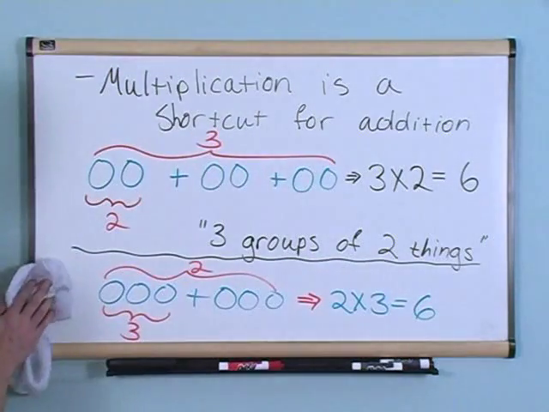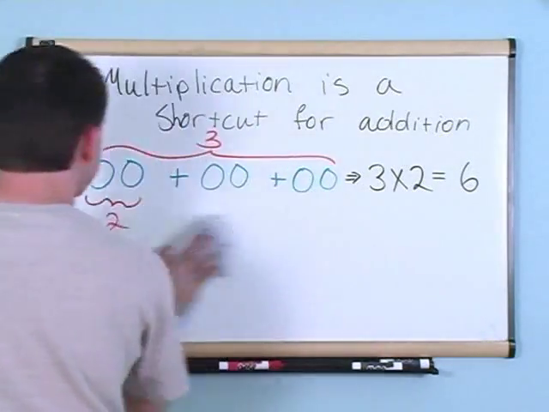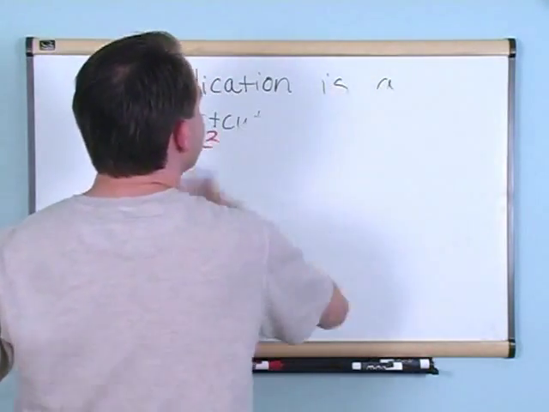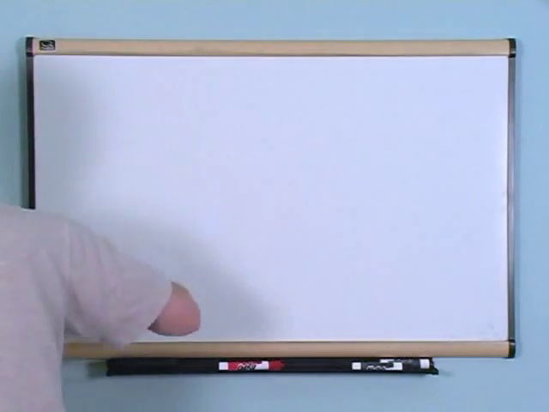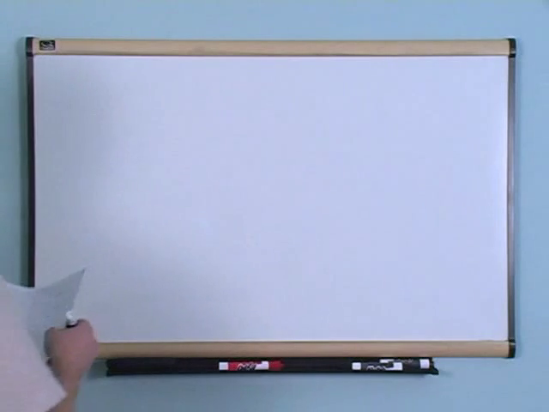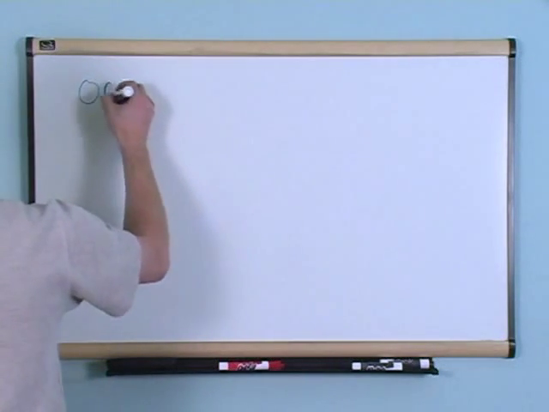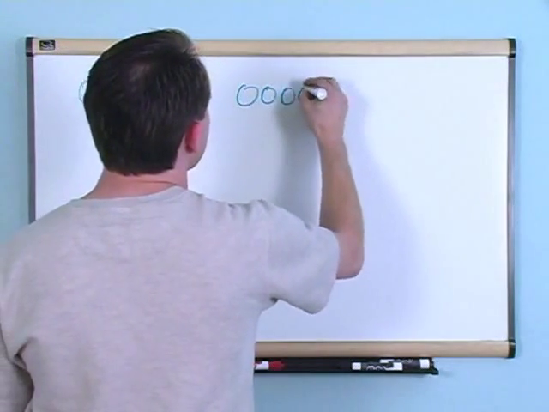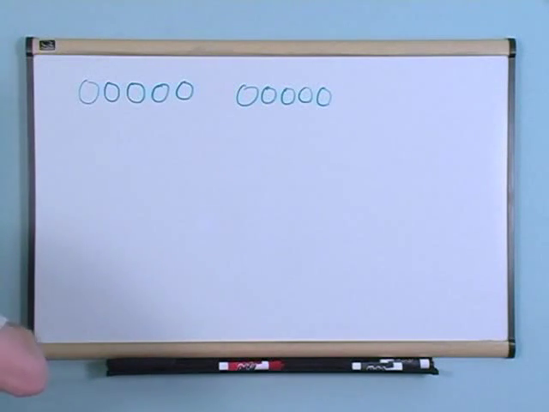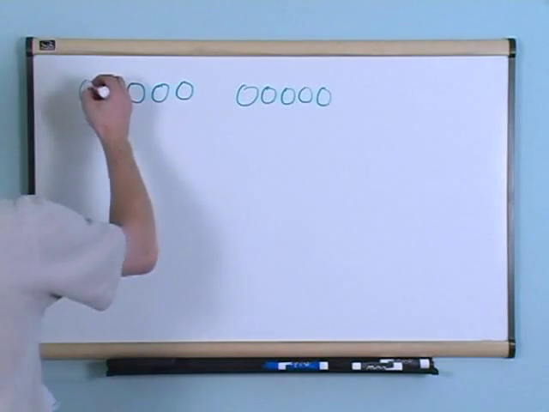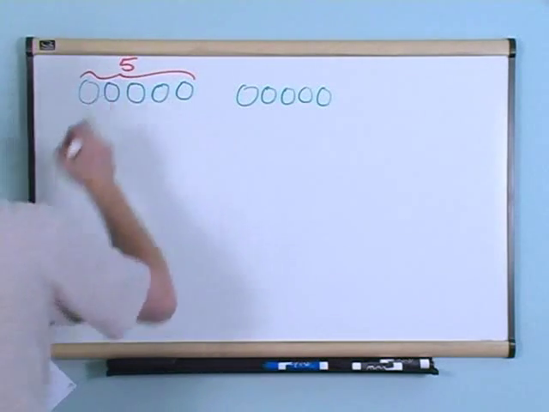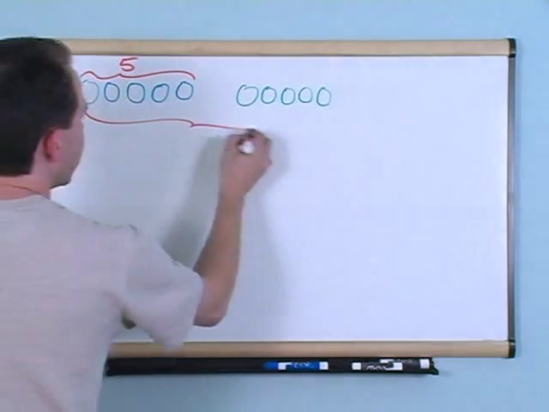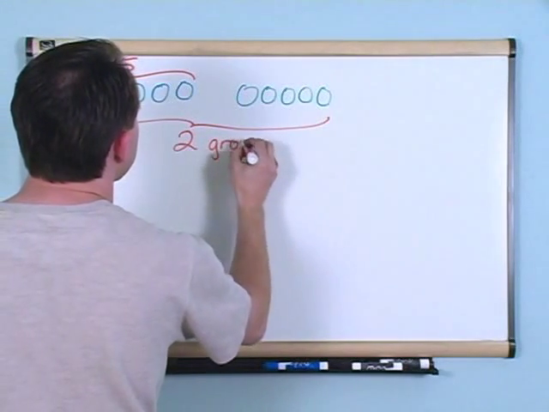Okay, so what we're going to do next is I'm going to show you another example of this, another example of what multiplication really is. And you can see that all we've done here is create a shortcut for addition. That's all it is. And you basically just have to remember them, okay? What if we have 1, 2, 3, 4, 5 balls, okay? And I have 1, 2, 3, 4, 5, another 5 balls, okay? Well, right here I know I have 5 balls, okay? And here I know I have 2 groups, okay?